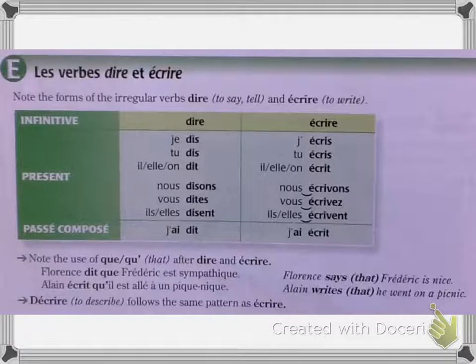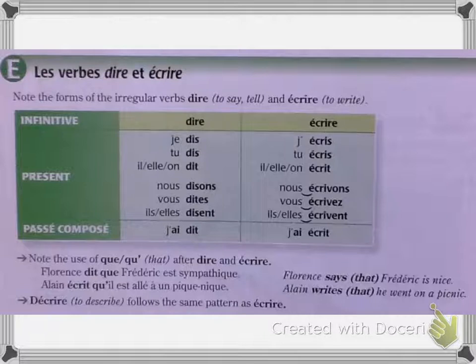et écrire. Note the forms of the irregular verbs dire, to say or tell, and écrire, to write. S'il vous plaît, répétez dire, je dis, tu dis, il dit, nous disons, vous dites, ils disent, j'ai dit.